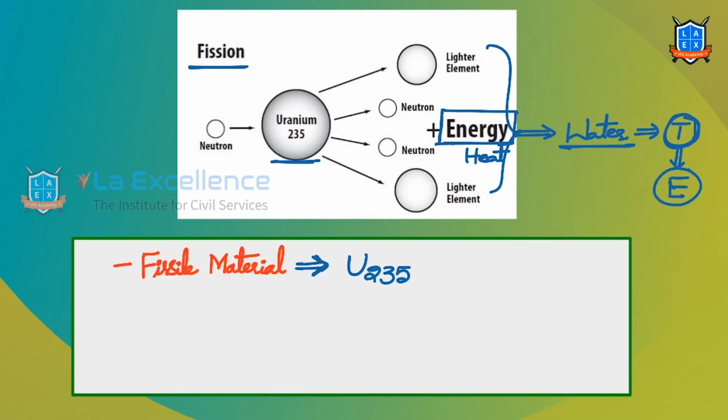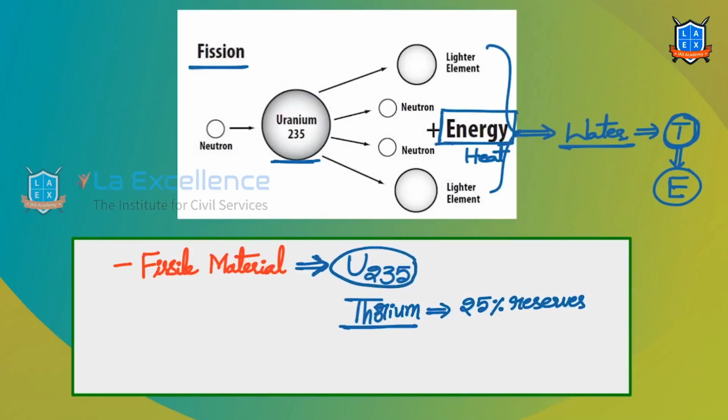But we have another form of nuclear material, that is thorium. India has the largest reserves of thorium in the entire world. 25% of reserves of thorium are located in India. But then the problem is thorium cannot be used directly in this nuclear energy generation. So we have a problem. We have certain uranium reserves, but these are not sufficient. So fission is this one.